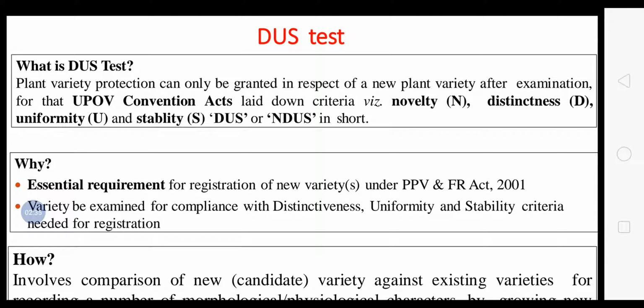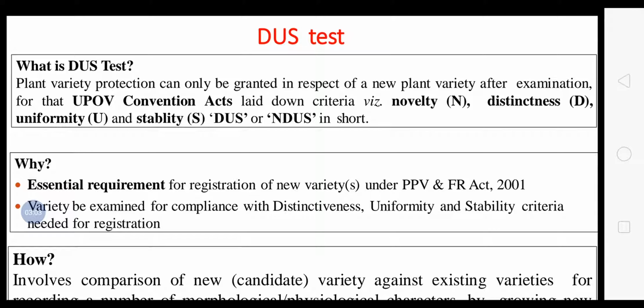Whenever we talk about DUS testing or varietal registration, two guidelines play a very key role. One is UPOV guidelines and one is PPVFR guidelines. As you know, India is not a permanent member of UPOV, it's an observer but follows many of the guidelines of UPOV, but not 100%. Some of the extracts are taken under the PPVFR Act 2001.